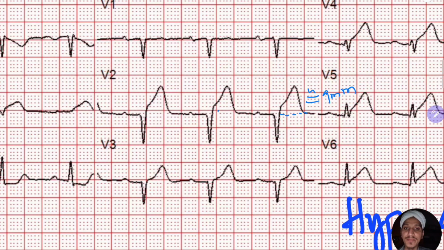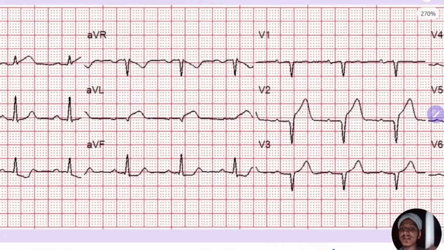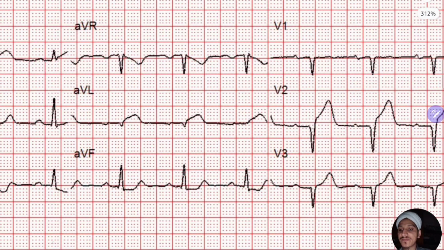But you see the base is broad. The base is broad in precordial leads. In limb leads, the T wave should be at least 5 mm. Okay. So if you draw a line from this side to this side, it is approximately 4 to 5 mm, and the base is broad.